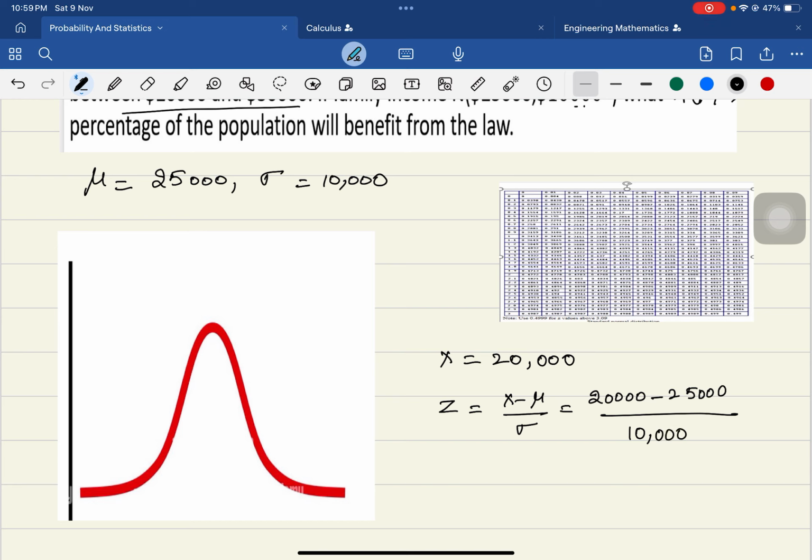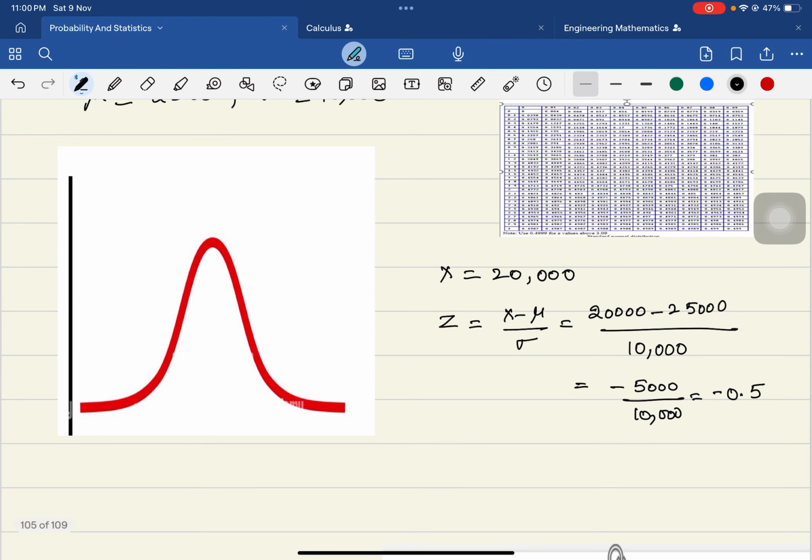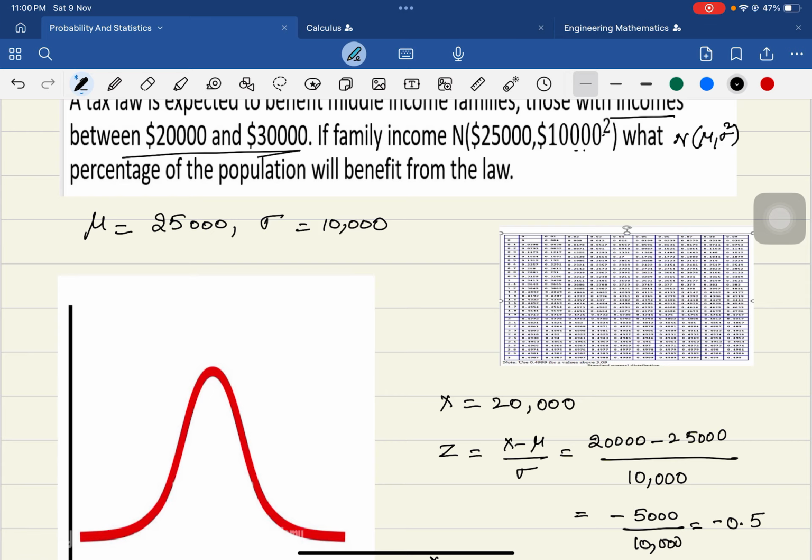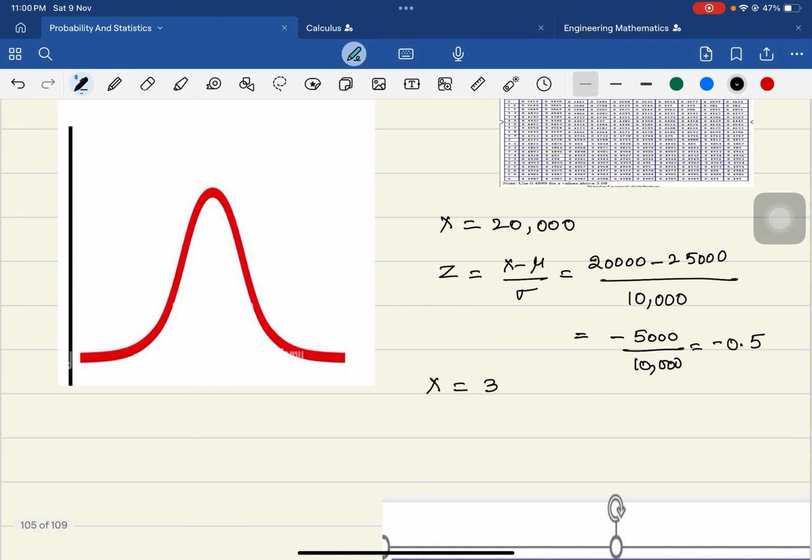So when this happens, this is minus 5,000 by 10,000, and that gives you minus 0.5. Right. Now we need to find out the other value, when x is $30,000. Then the standard normal variate is given by 30,000 minus 25,000 over 10,000. So that is 5,000 by 10,000, and that is 0.5.